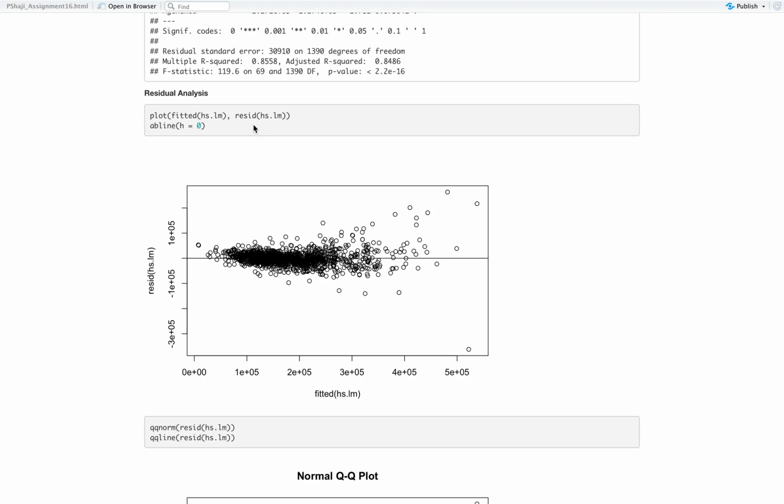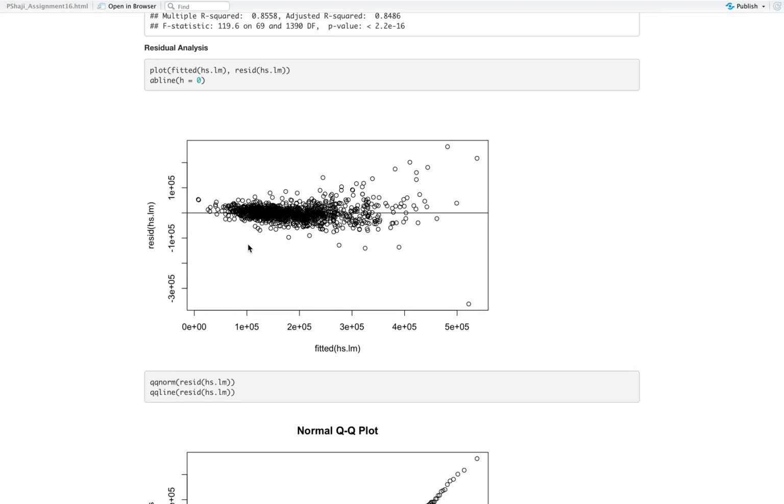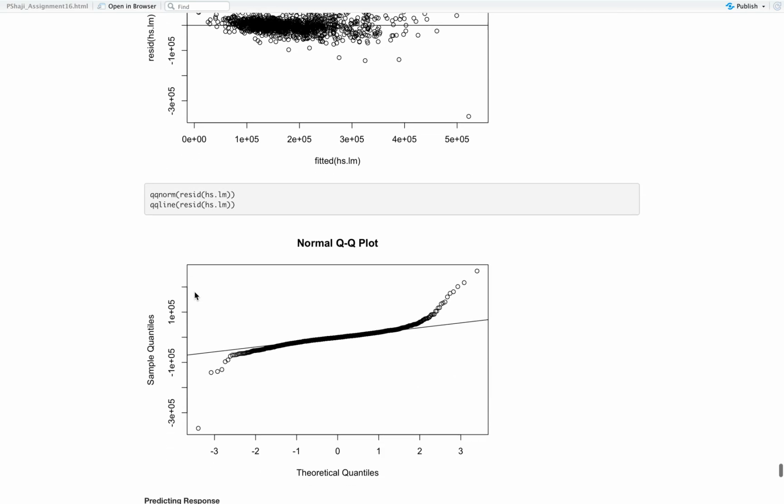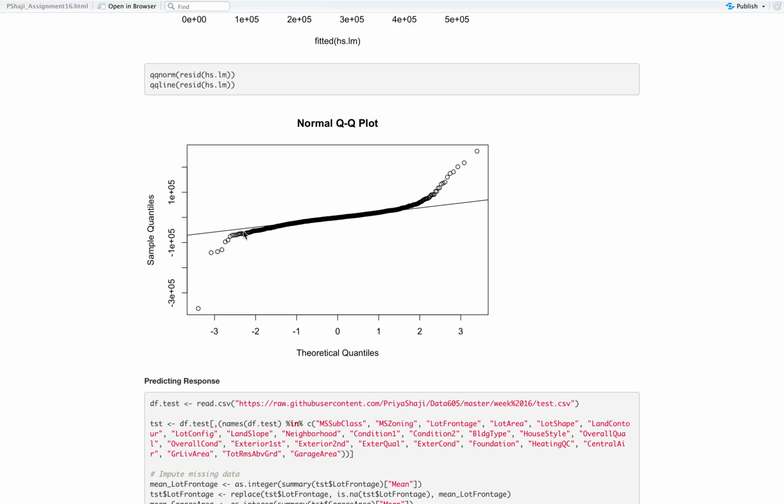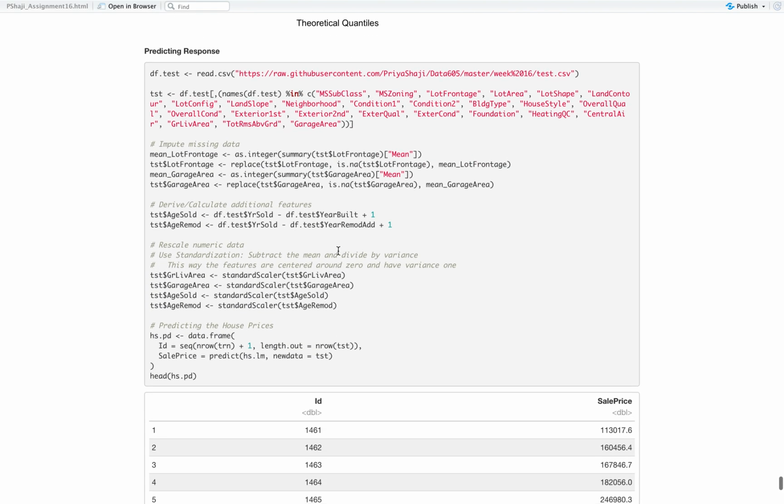After that, we do a residual analysis with the hs.lm function and draw a plot of the fitted line here, in which most of the dots fall on the line with very few outliers, and this shows that our data is significant, like linearly significant, and that is quite verified by seeing our normal QQ plot. And then after that, we do a predictive response in which we train the data set and test it with our test set, the predictive responses, and then save that file.